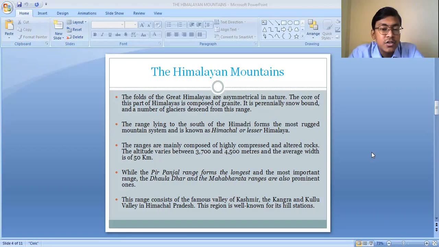Even in these ranges, the Pir Panjal, Dhauladhar, and Mahabharata ranges, we find the famous Kashmir Valley, the Kangra, and the Kulu Valley of Himachal Pradesh, and even some of the famous hill stations are situated in this part of the Himalayas. So this part of the Himalayas is famous for tourist attraction. Most of the tourists visit this part of the Himalayan region.